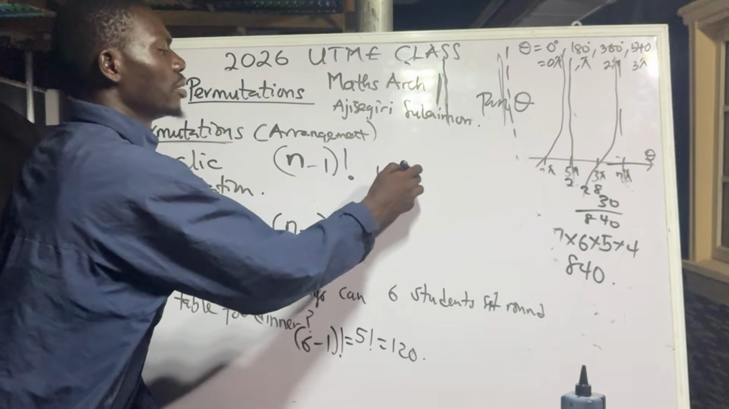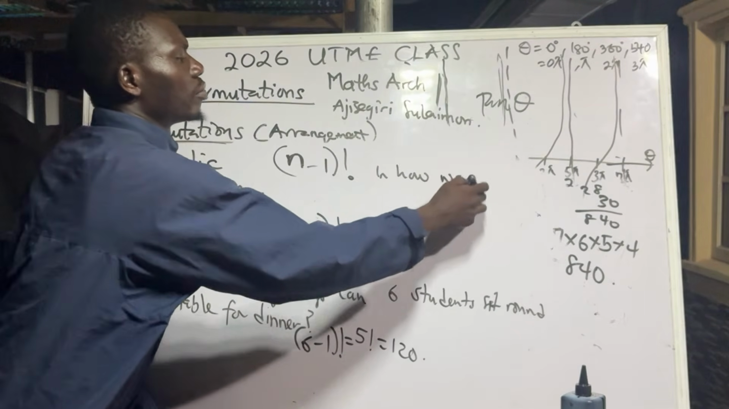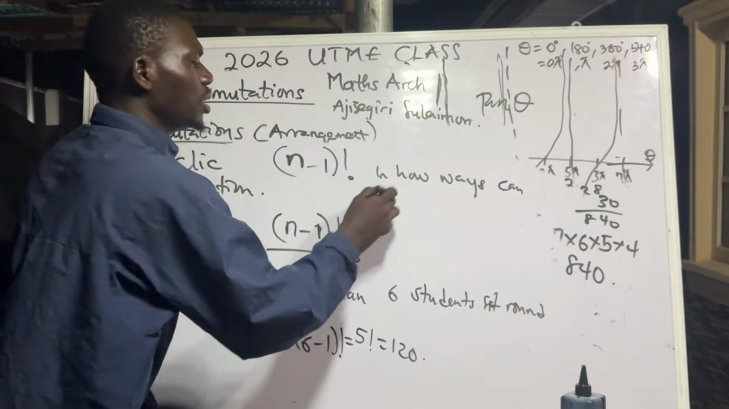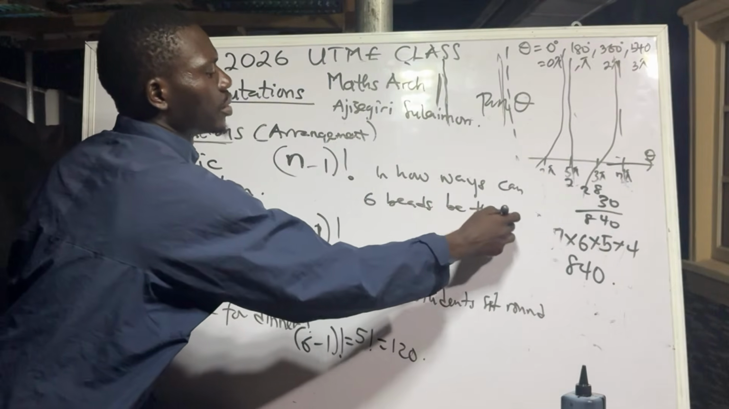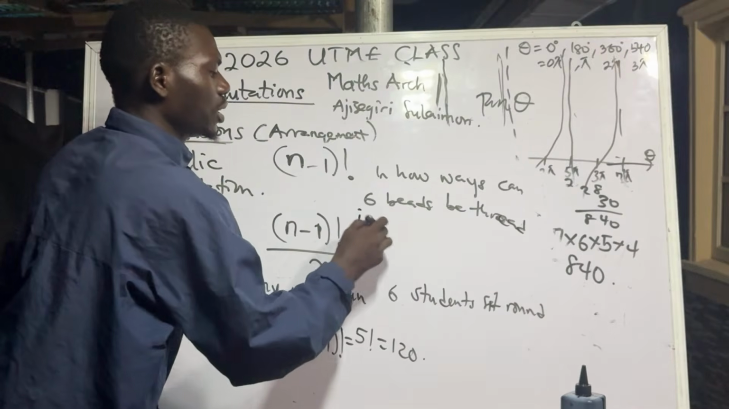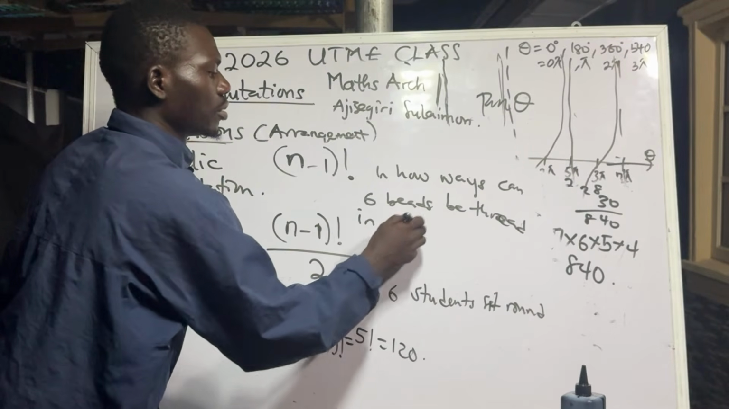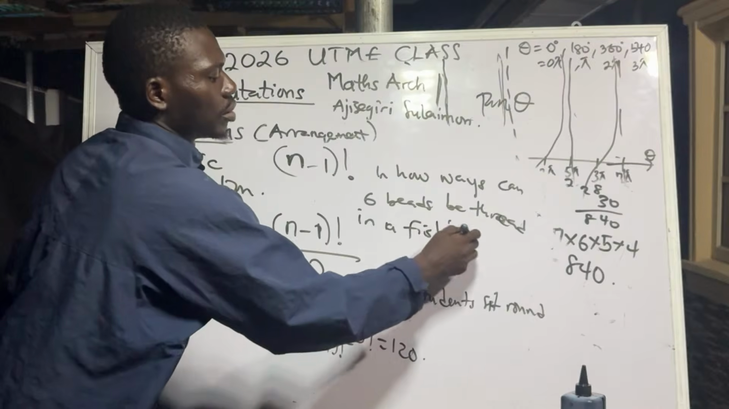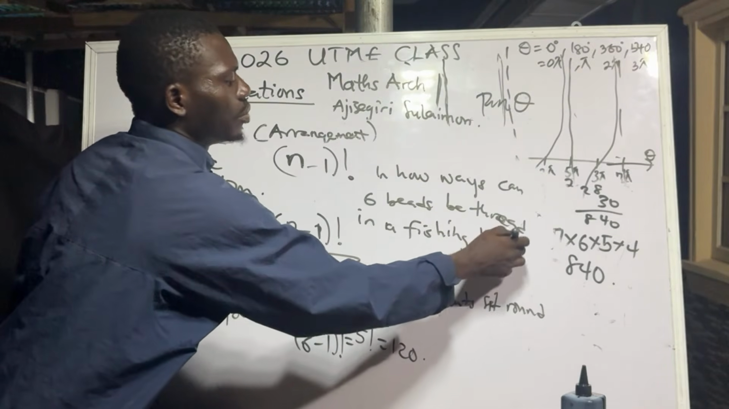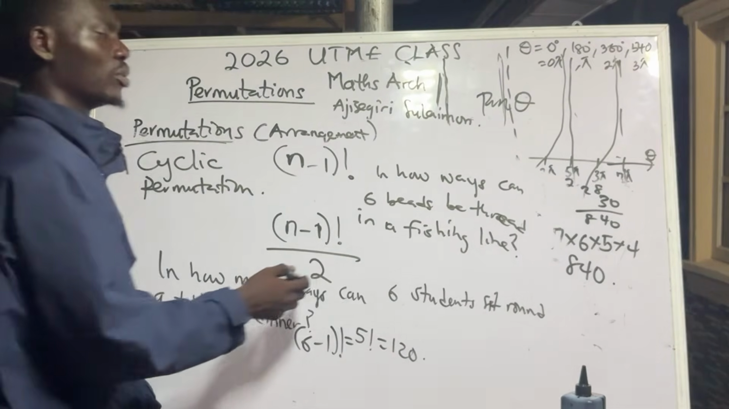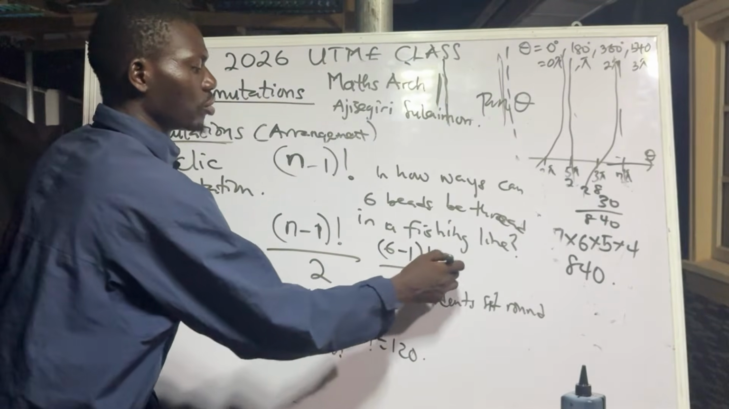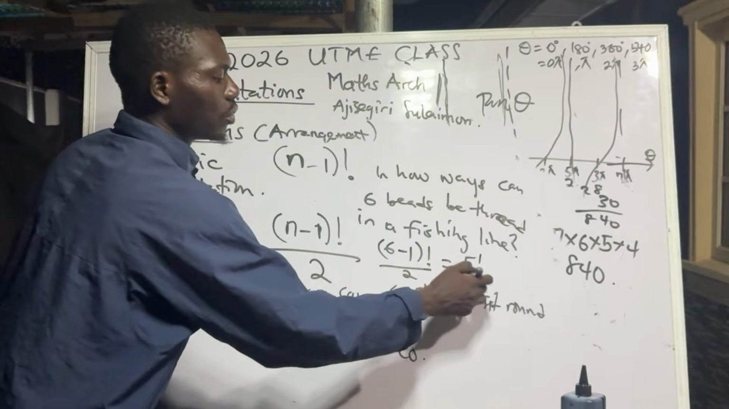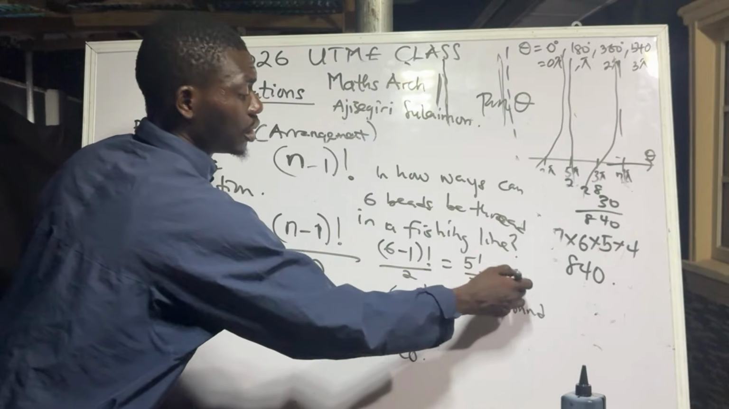But if the question is, in how many ways can 6 beads be threaded in a fishing line? So what would that be? That would be 6 minus 1 factorial over 2, and that would be 5 factorial over 2. That is 120 over 2.